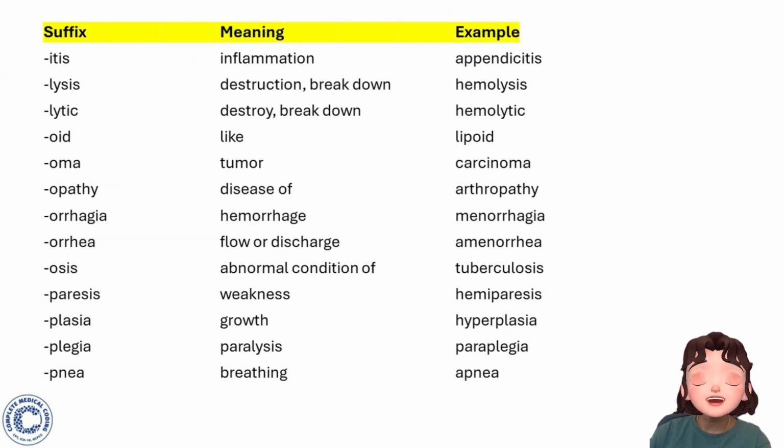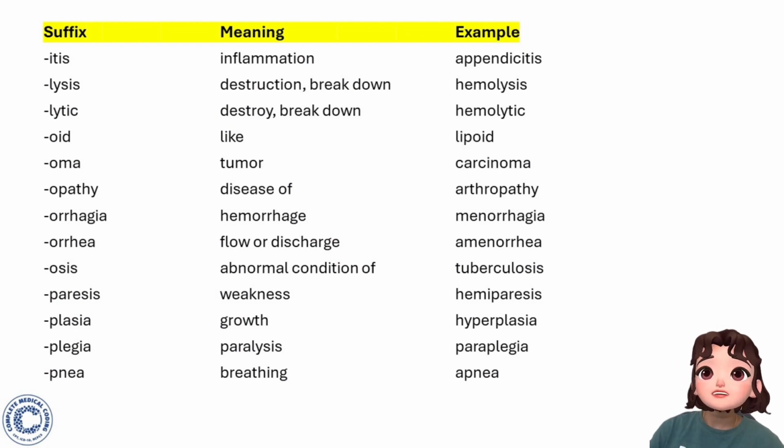Now, itis. This is also important. Itis means inflammation. Appendicitis. Okay. Lysis means destruction, breakdown, like hemolysis. Lytic means destroy, breakdown, like hemolytic. These both are almost the same. Lysis and lytic. Oid means like, as in lipoid.